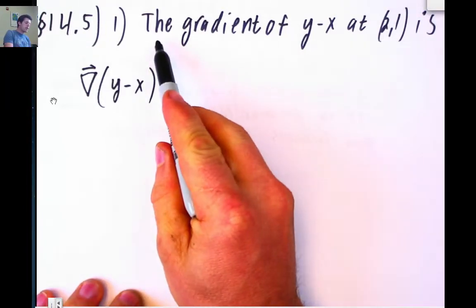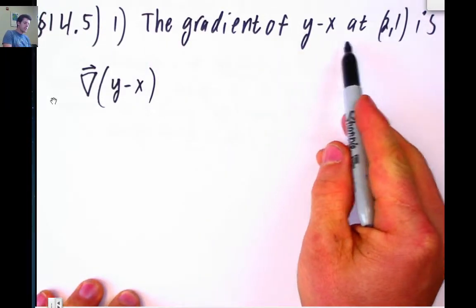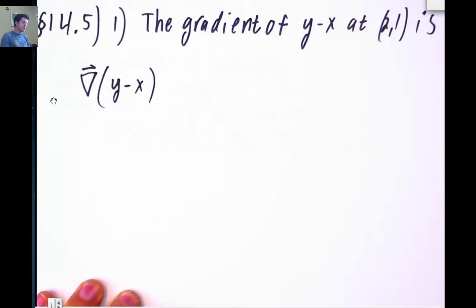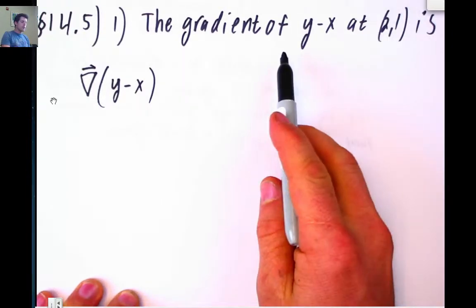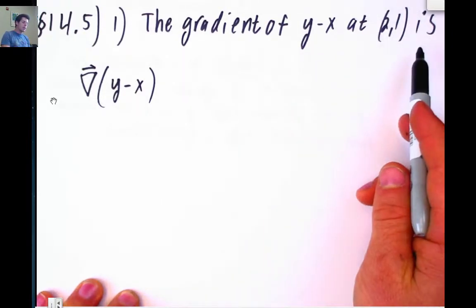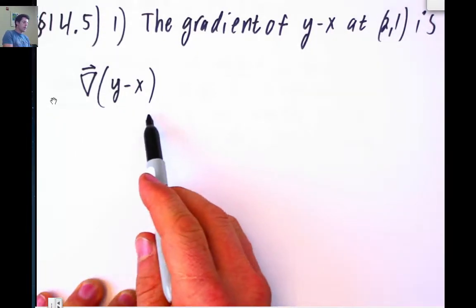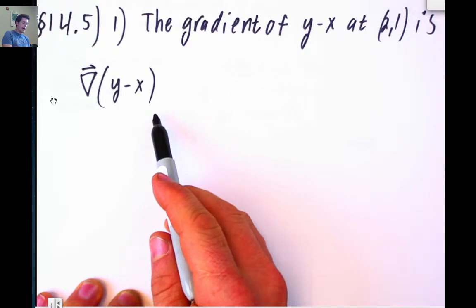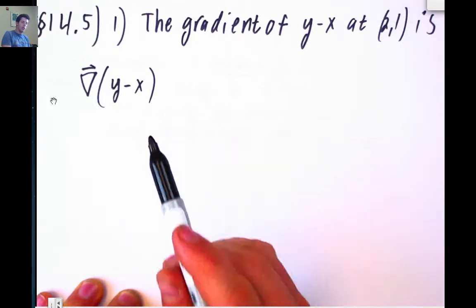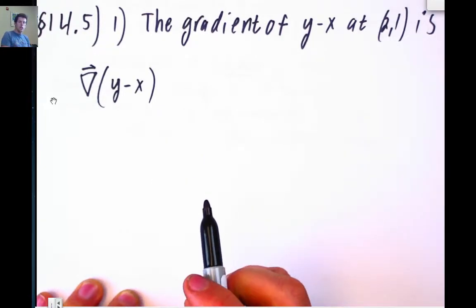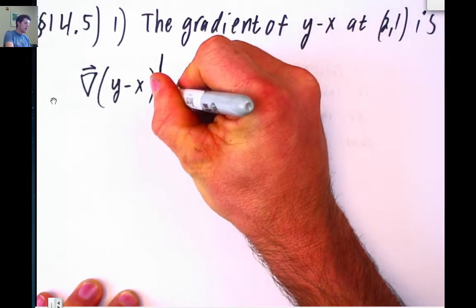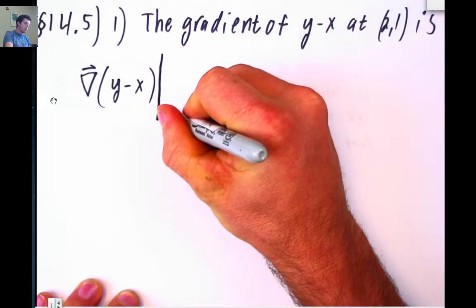I've said the gradient of y minus x at (2, 1) is the gradient of y minus x. I think in the future I'm going to use less redundant notation. The gradient of y minus x at (2, 1) is, oh, hold on, no. At (2, 1), this thing right here I need to evaluate at (2, 1). What is the notation for evaluating at a point? Oh yeah, it's a vertical bar. Evaluate that at (2, 1).